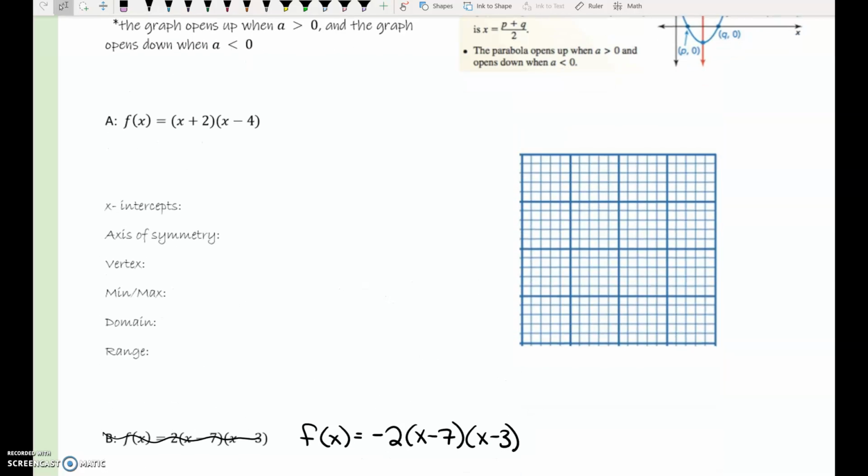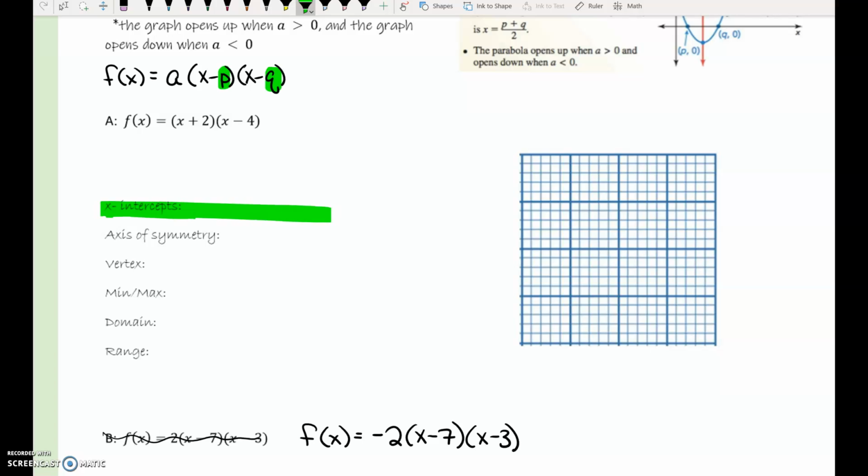Okay, example A. Intercept form looks like this. a times the quantity x minus p times the quantity x minus q. p and q are the x-intercepts. The x-intercepts are where the parabola crosses the x-axis.